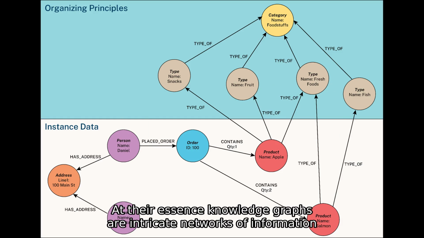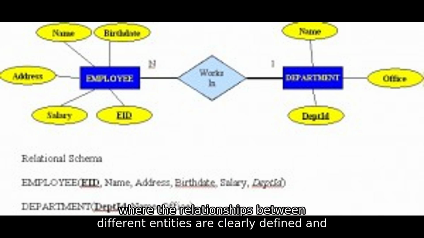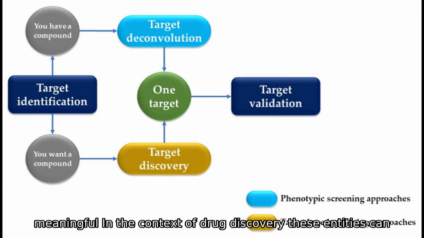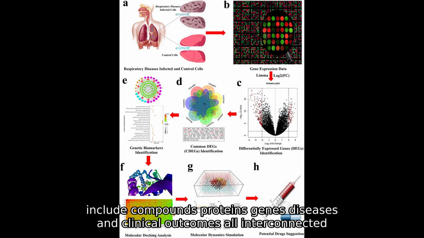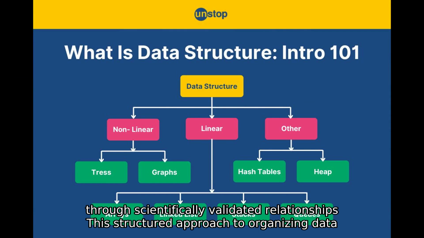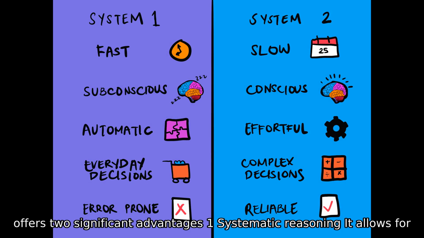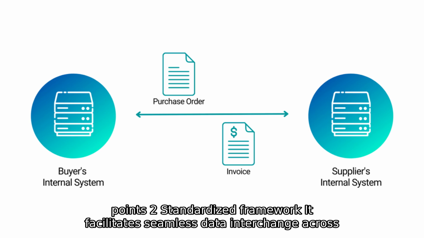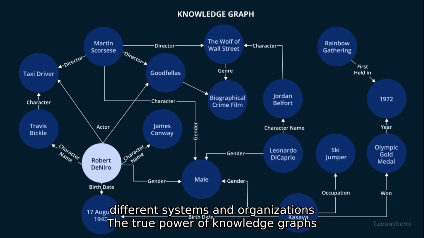At their essence, knowledge graphs are intricate networks of information where the relationships between different entities are clearly defined and meaningful. In the context of drug discovery, these entities can include compounds, proteins, genes, diseases, and clinical outcomes, all interconnected through scientifically validated relationships. This structured approach to organizing data offers two significant advantages. 1. Systematic reasoning. It allows for a deeper understanding of the complex relationships between various data points. 2. Standardized framework. It facilitates seamless data interchange across different systems and organizations.